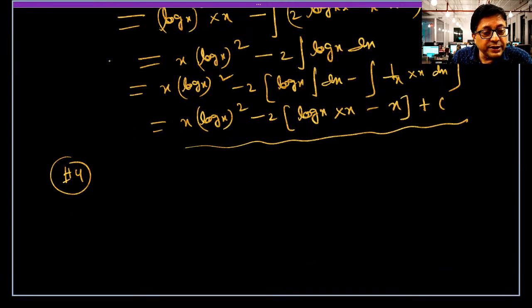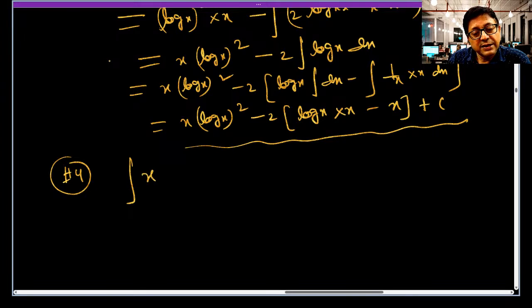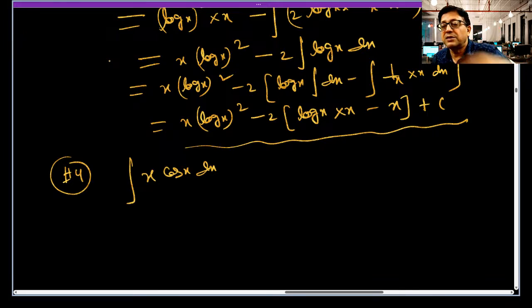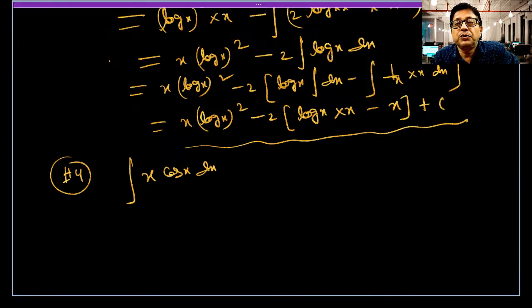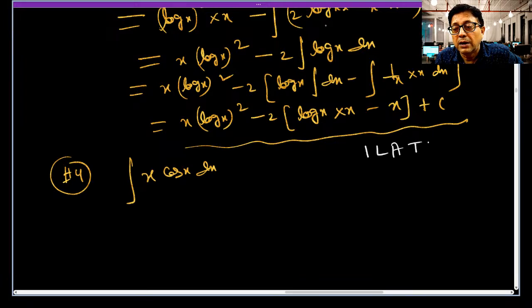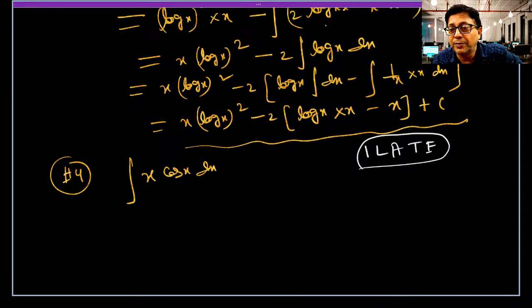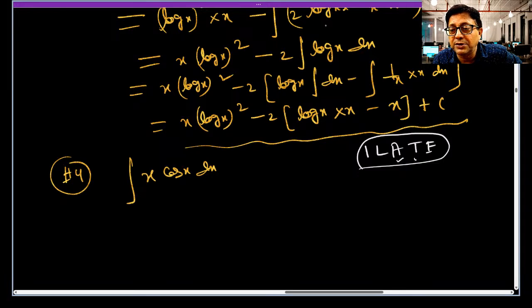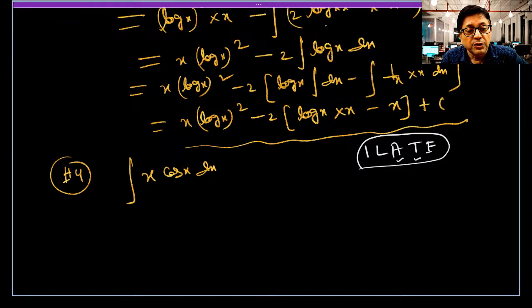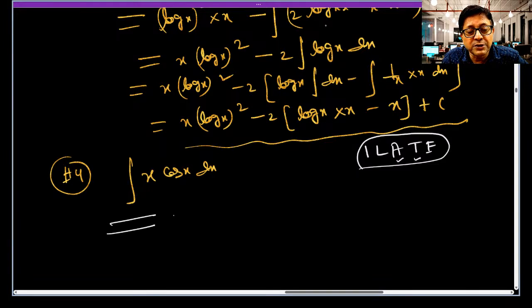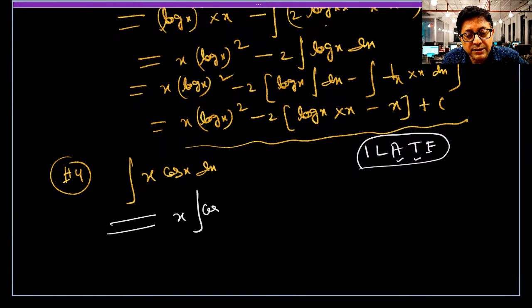Now how do you integrate x cos x dx? Product of two functions. You should remember the Euler rule always. It is product of algebraic and trigonometric. Algebraic first and then trigonometric second. So which one is going to be the first function? X.